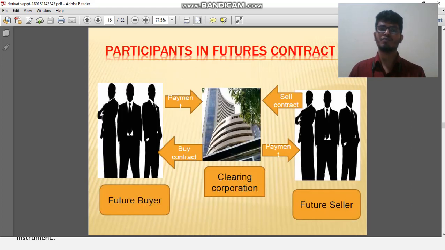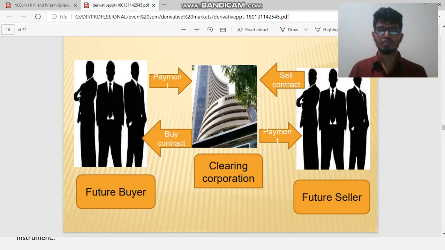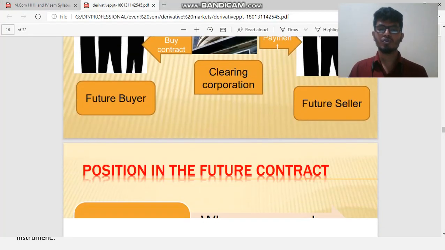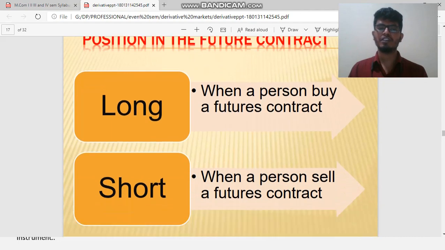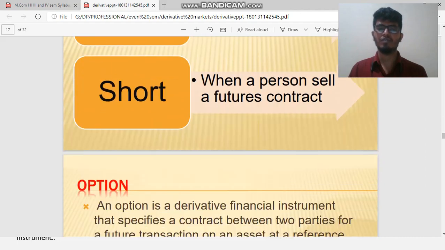The next one is future contracts. Here the clearing corporation, or the statutory body or regulatory authority, will be there. The only difference between forward contracts and future contracts is the middleman, the clearing corporation. Under a future contract, there are two positions. One is the long position, where a person who buys is in the long position, and the short position is where a person sells.